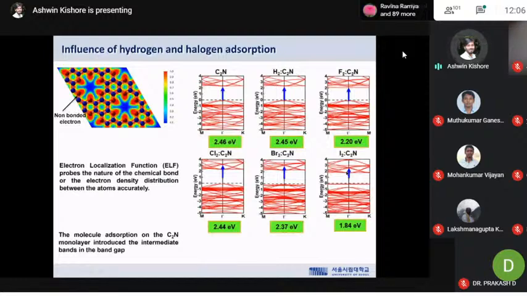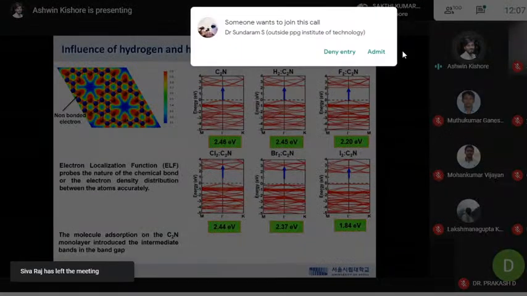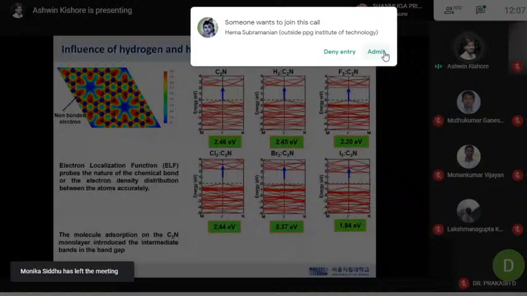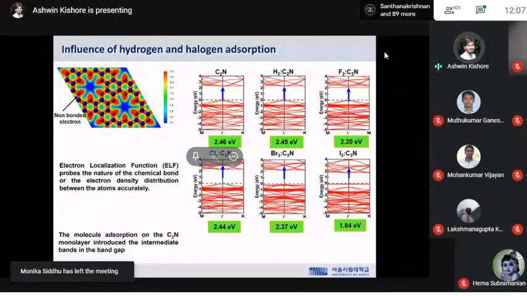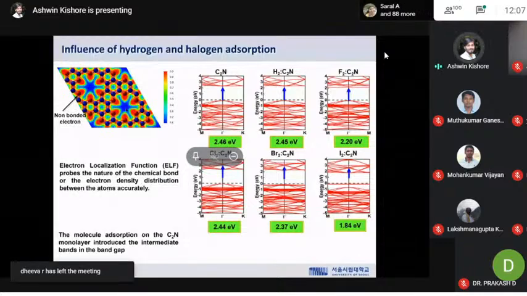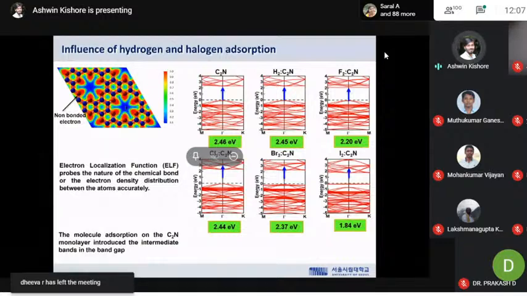Yeah, and then the next study we want to check whether the hydrogen halogen adsorption on C2N affects the water splitting. So we made a supercell of the C2N, and then we put the hydrogen halogen molecule on top of the material in different positions, like on top of carbon, on top of nitrogen, the bridge sites, then the hollow sites. And then we found that the molecule prefers to stay on the hollow site.